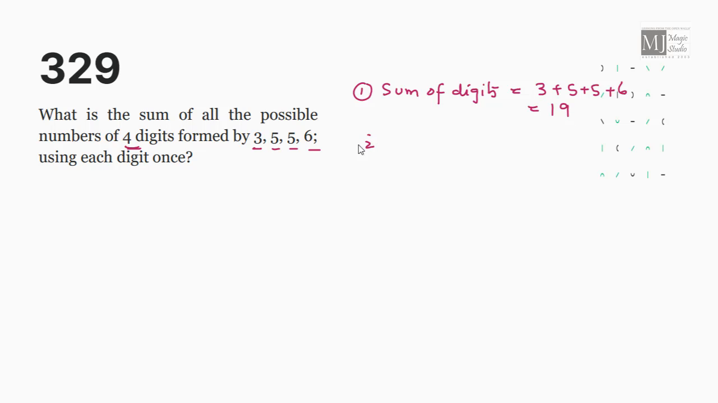Step number 2, find how many numbers can be formed if 3 is in the beginning. That would be factorial 4 minus 1 divided by, since these two 5s are occurring twice and are alike items, divided by 2, factorial 3 by factorial 2, that is 3. Step 3, simply multiply the two results we have in step 1 and 2. 19 into 3 is 57.